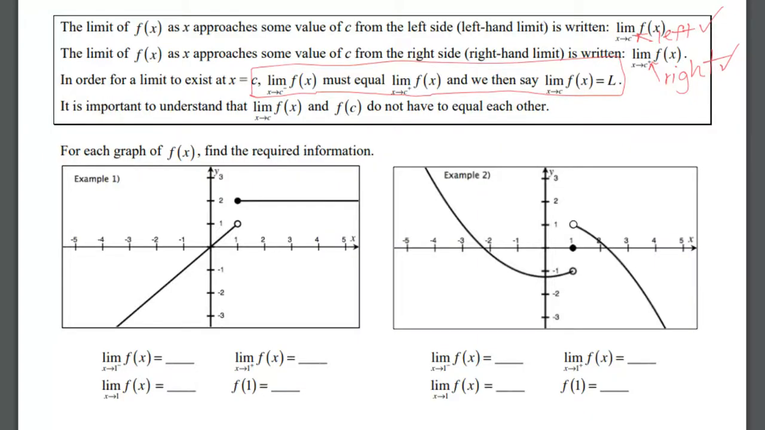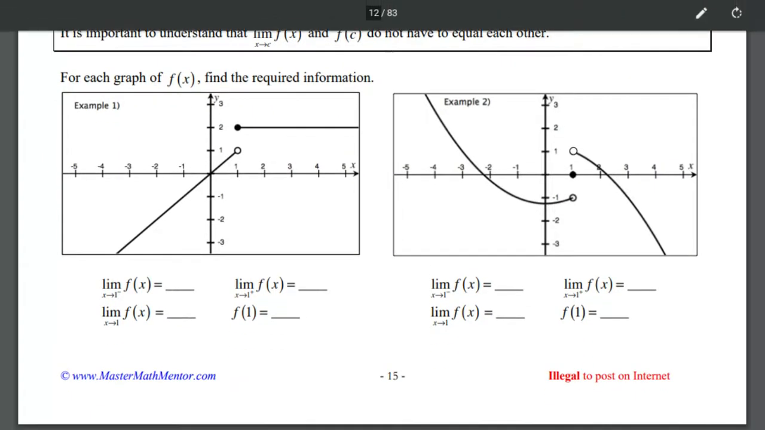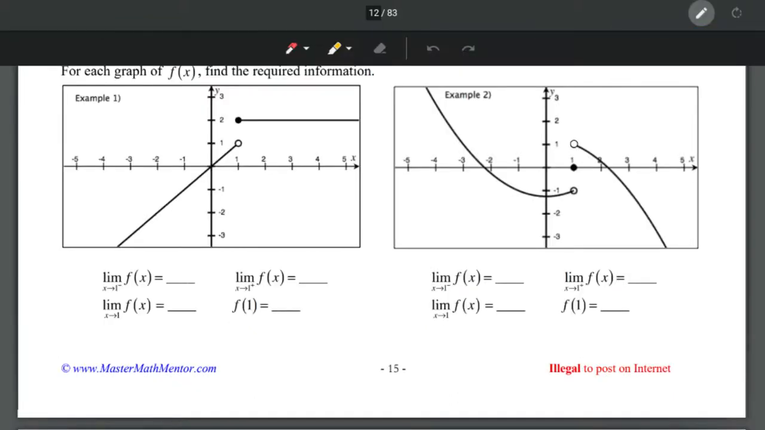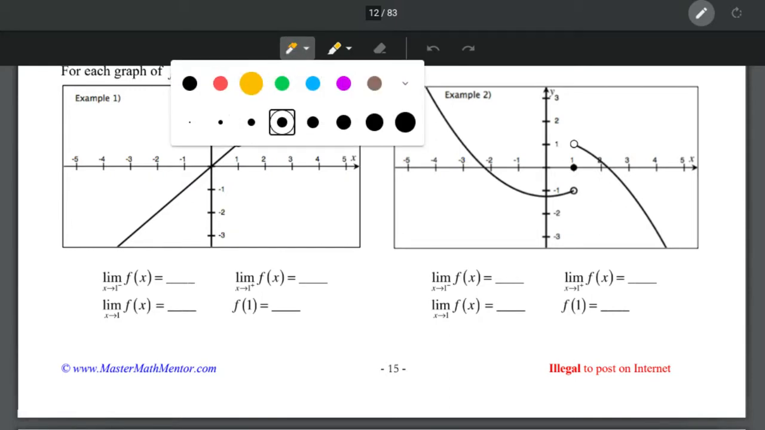Screen went away for a second. Okay, a couple of these examples. All right, so this first example here, we have the limit as x approaches 1 from the left, the limit as x approaches 1 from the right, what's the limit as x approaches 1 of f of x, and then what is f of 1.